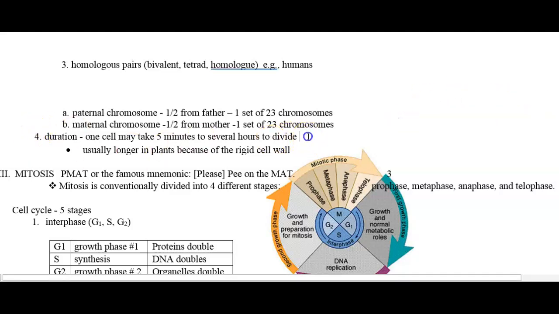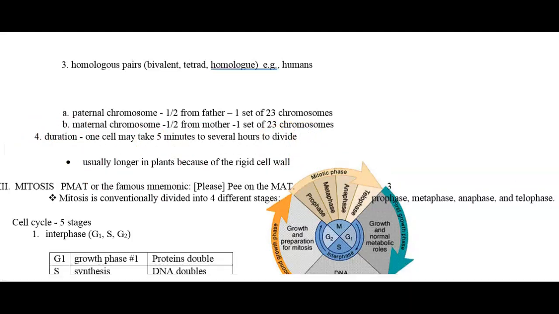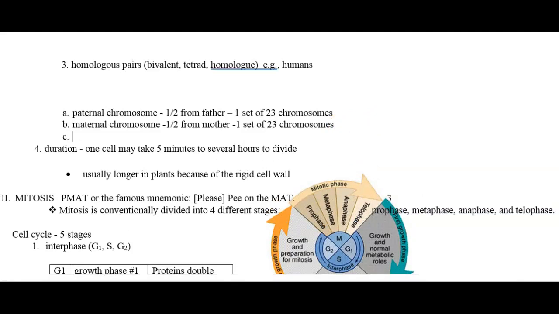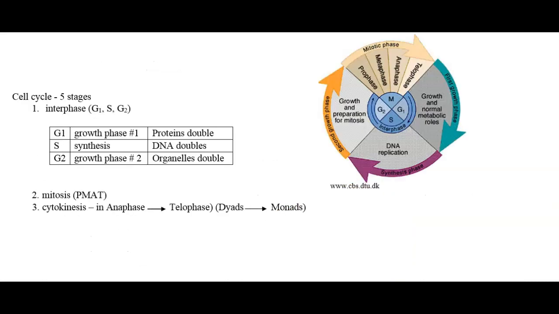And the duration of the cell cycle is going to be different depending on the type of cell. And it's usually going to be longer in plants. And that's because they have that rigid cell wall.